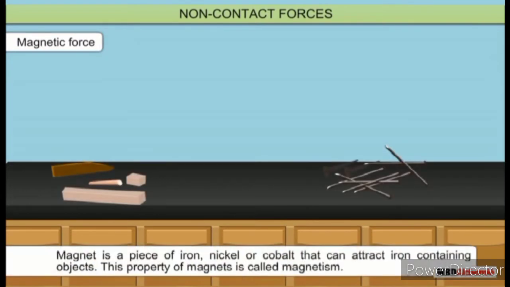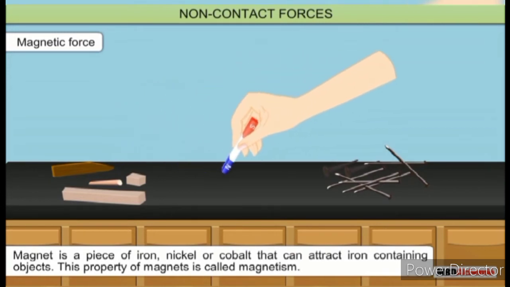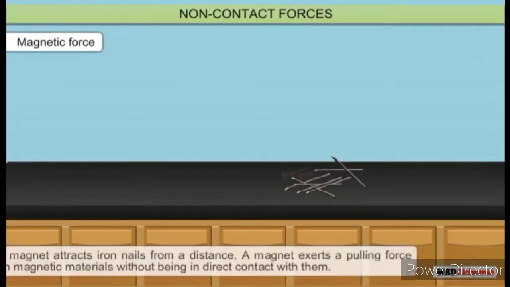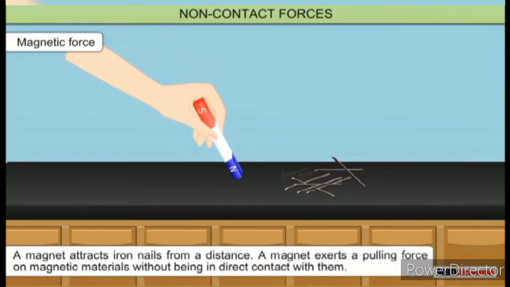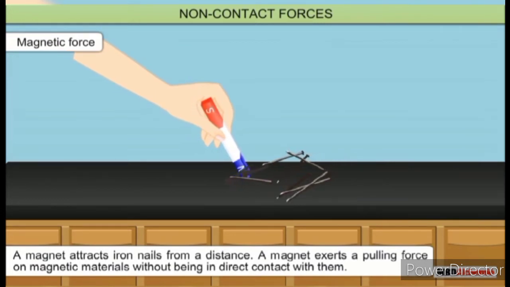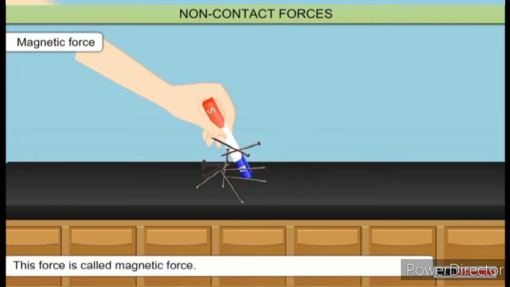Magnetic force. Magnet is a piece of iron, nickel, or cobalt that can attract iron-containing objects. This property of magnets is called magnetism. A magnet attracts iron nails from a distance. A magnet exerts a pulling force on magnetic materials without being in direct contact with them. This force is called magnetic force.